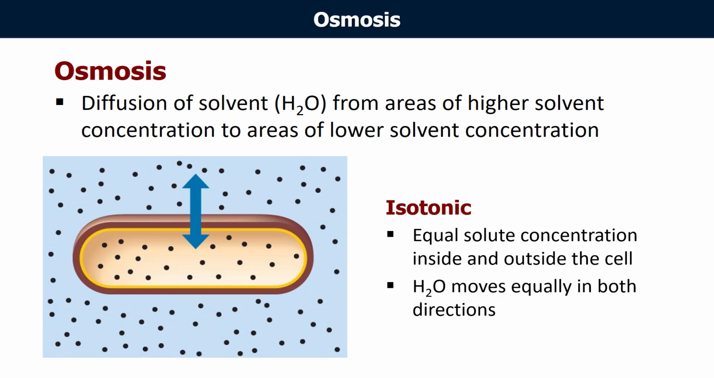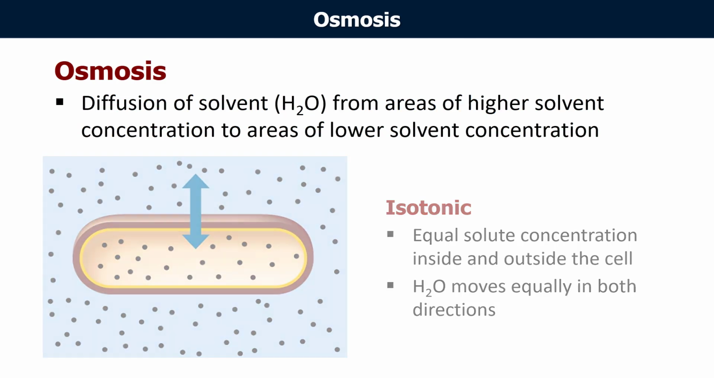And that's fortunate for the cell, because if it was gaining or losing water, it would ultimately be changing the shape of the cell. So that's isotonic. Equal concentrations of solute in and out. Notice the term's referring to solute, but I'm asking you about the water. So the term isotonic means equal solute, but in isotonic conditions, water, solvent, moves the same in both directions.